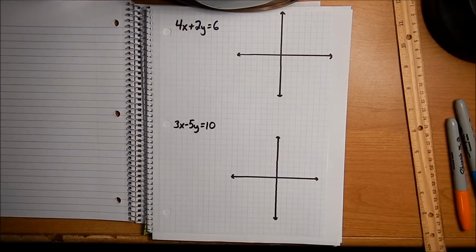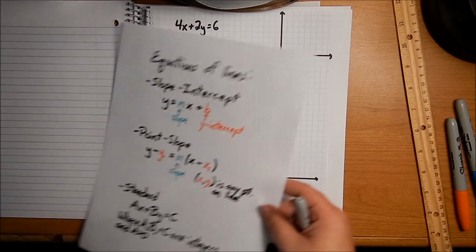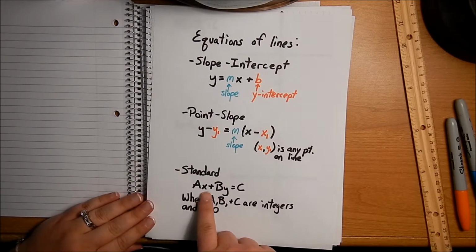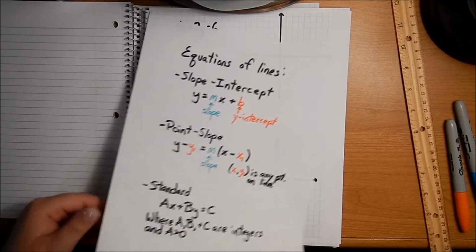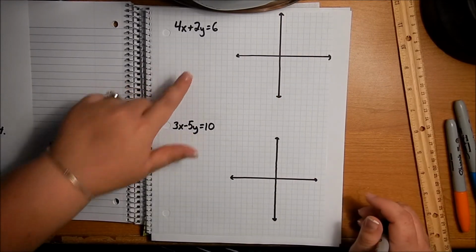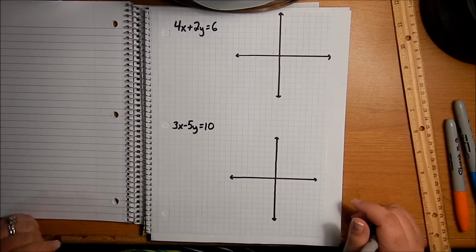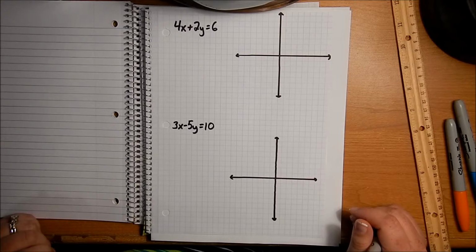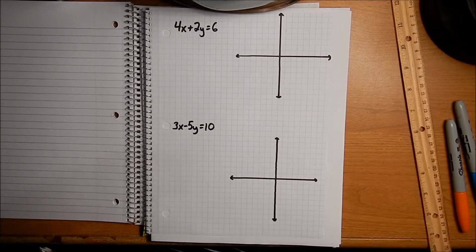Okay, here we have two equations that are in standard form. Remember, that's the one down here where ax plus by equals c. A, B, and C are integers. So if you take a look, that's exactly what we have here. So there's not an easy way to graph equations that are in standard form without rewriting it in slope-intercept form. So let's go ahead and do that.